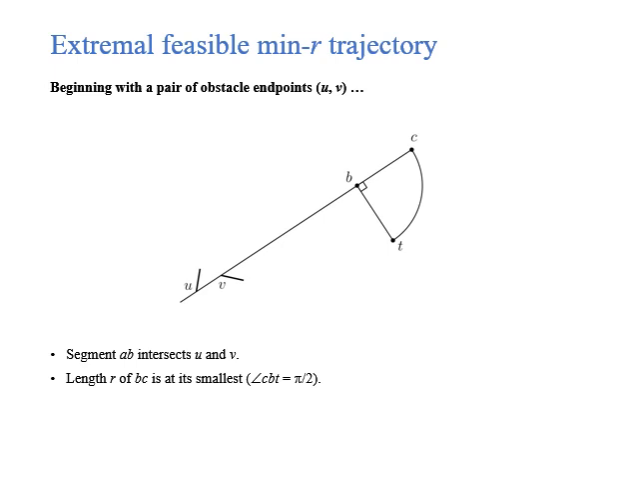We begin with a pair of obstacle endpoints, U, V. We have a trajectory with segment AB intersecting U and V, and the length of segment BC at its smallest, that is, the angle of rotation of segment BC is exactly 90 degrees.